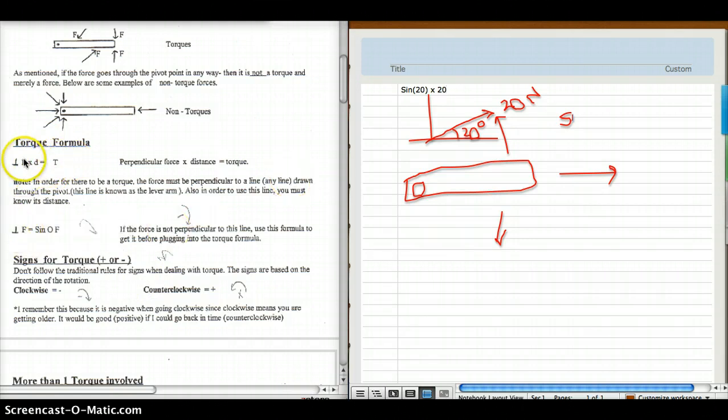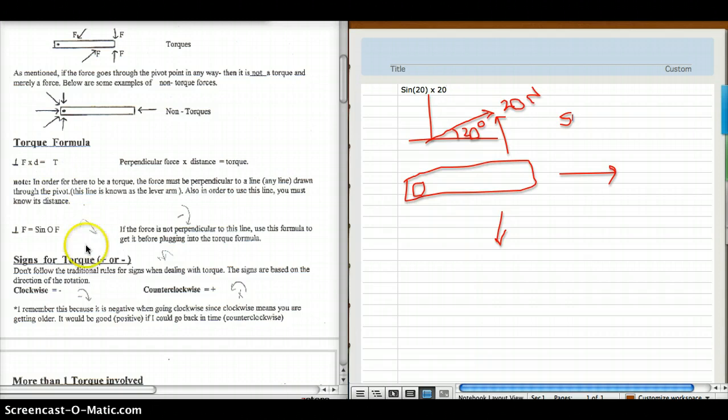You then have to plug that into here, multiply it by the distance that you're given, and you'll definitely see the distance, and it'll usually be the distance that's right here, maybe 2 meters, and that will equal your final torque. So just keep that in mind.